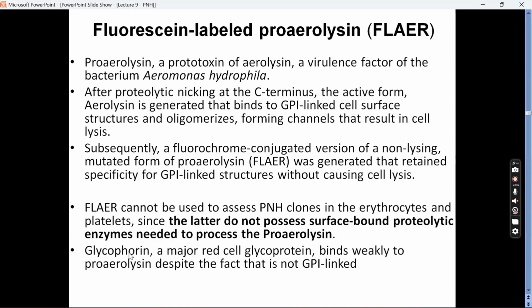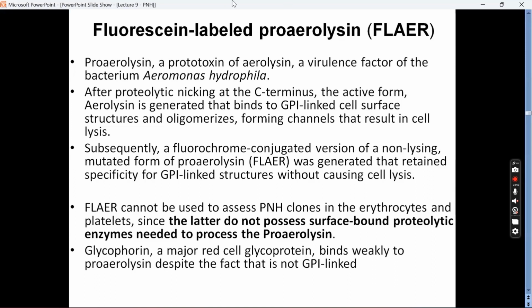Okay, and one more point is, you know glycophorin, which is a glycoprotein present in RBCs. Okay, it binds weakly and non-specifically to pro-aerolysin. So it will give you a false positive signal. Even a PNH patient can give you a false positive signal for FLAIR when you're using it in RBCs. So that is the reason why FLAIR is not used in RBCs and used only in WBCs. So you can use it in any WBCs. It's not like CD14 only in monocytes and CD24 only in neutrophils and CD157 in monocytes and neutrophils. FLAIR can be used in any WBCs.